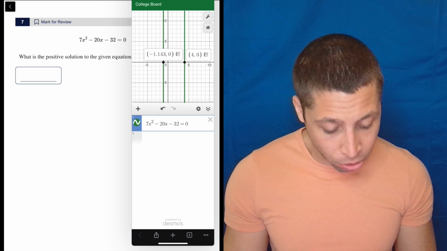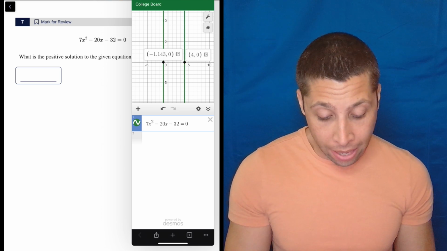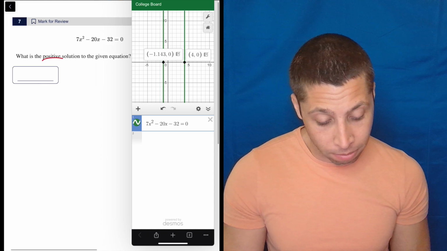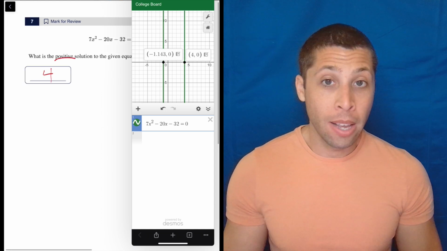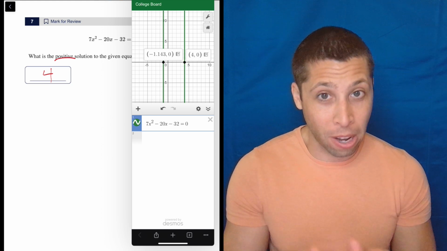So we have two answers here, negative 1.143, which is some messy number, and 4. And so what is the positive solution? It's just 4. So that's it. That's all you have to do. You don't even have to solve anything. You just put it into Desmos and it solves itself.